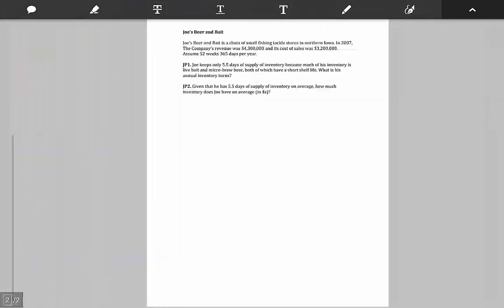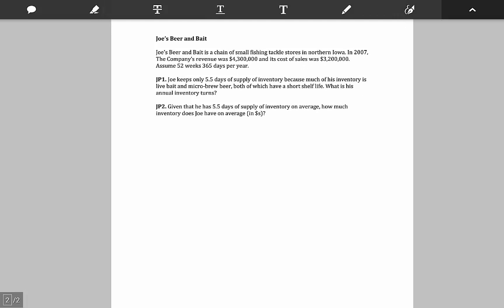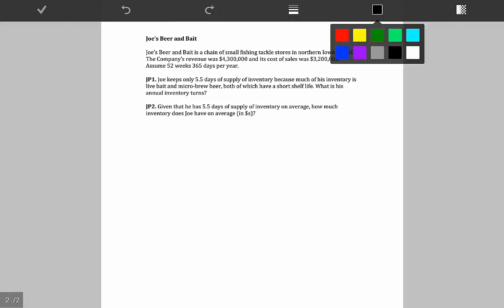Alright, the next question is, in this company, the COGS was 3.2 million, and he keeps the inventory for 5.5 days. It's pretty similar to that Gelaro example we used. We want to find out what is the annual inventory turns.